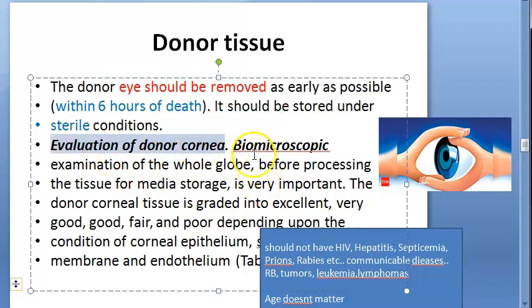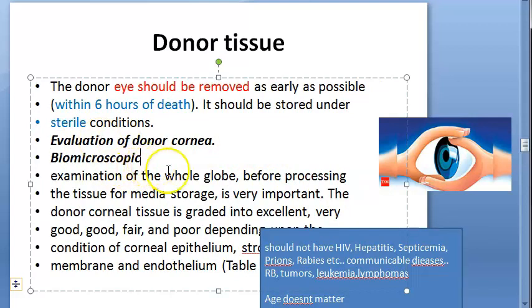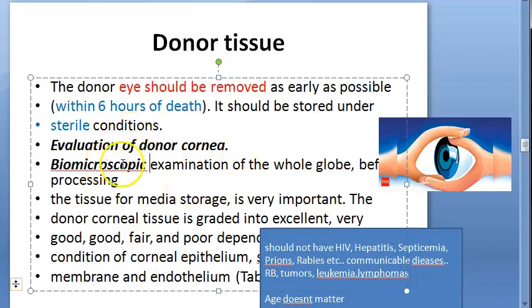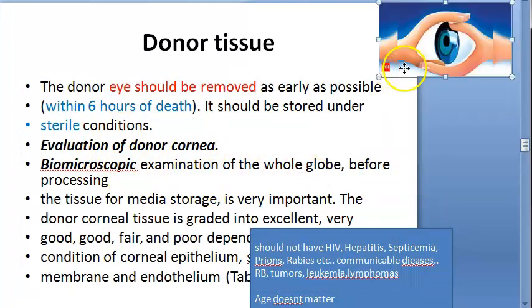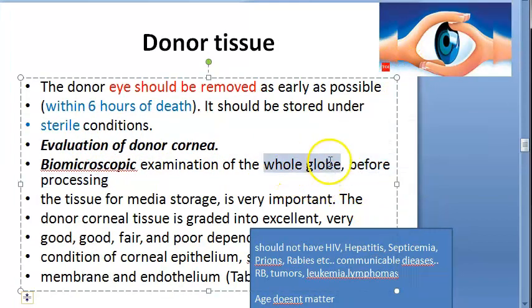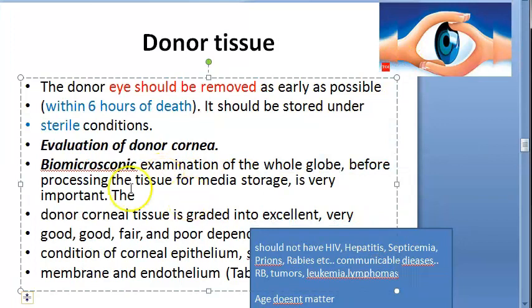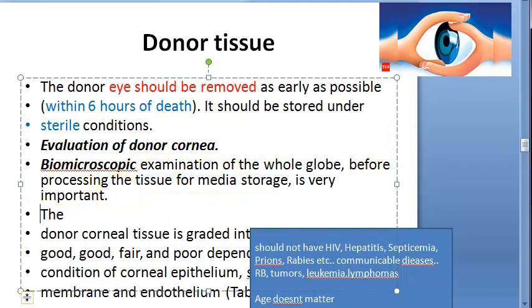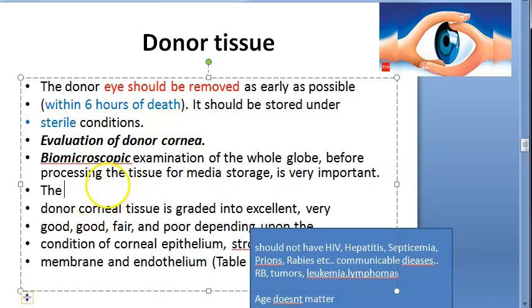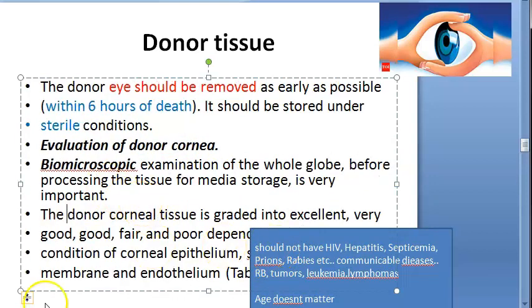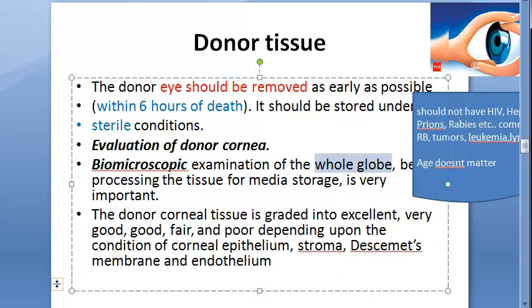Evaluation of donor cornea. So they are going to evaluate it. How will they evaluate it? By biomicroscopic examination of the whole globe. So they are checking the whole globe before processing the tissue for media storage. So before checking the corneal tissue for storage, they are checking the whole globe, the whole eyeball, okay.